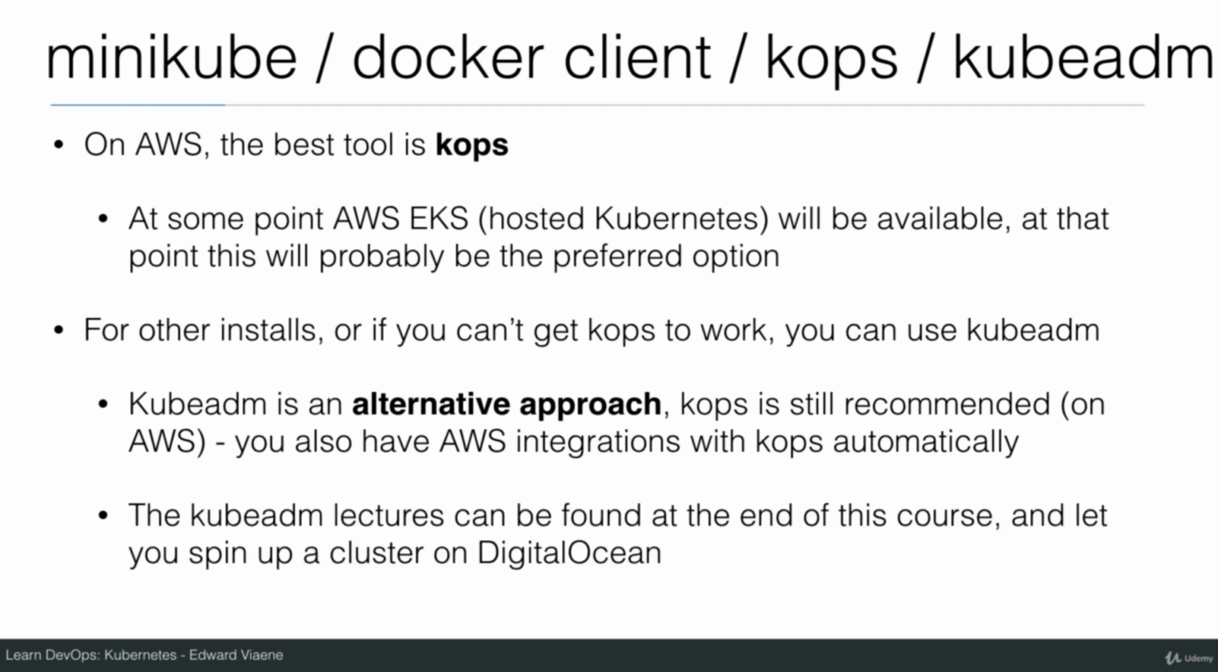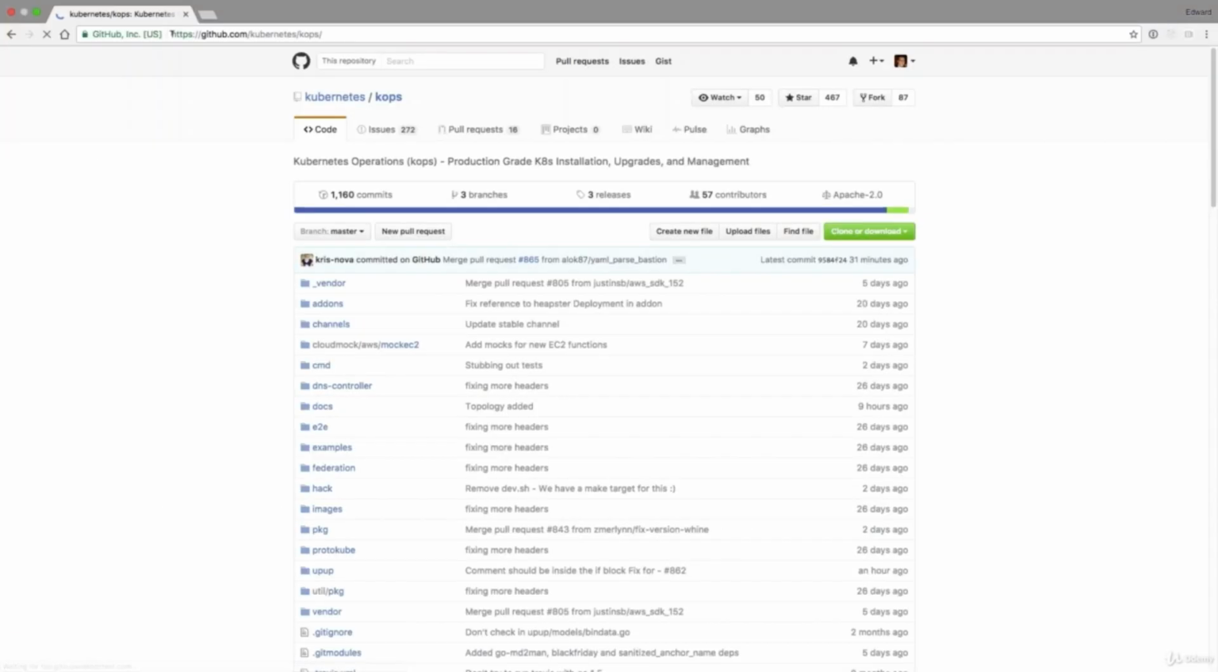The Kubeadm lectures can be found at the end of this course and let you spin up a cluster on DigitalOcean. Because the focus of this course is really on Minikube and Kops, I just put the lectures at the end because they provide you an alternative way of setting up a cluster. If you have AWS, you should always try AWS first. If you're going to do bare metal or another cloud provider, then Kubeadm can be a good alternative.